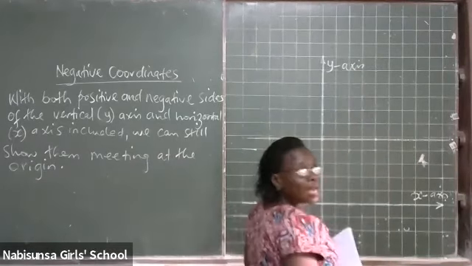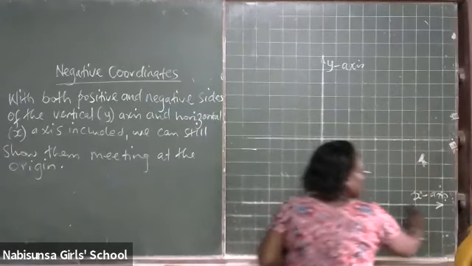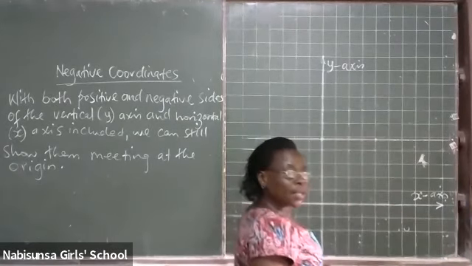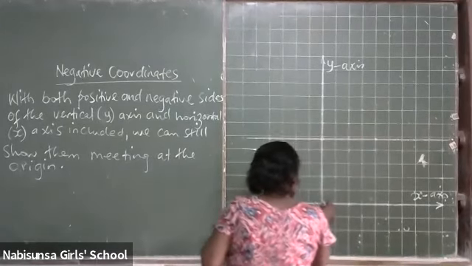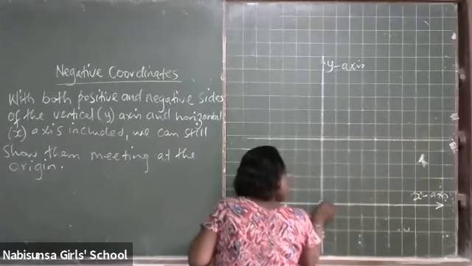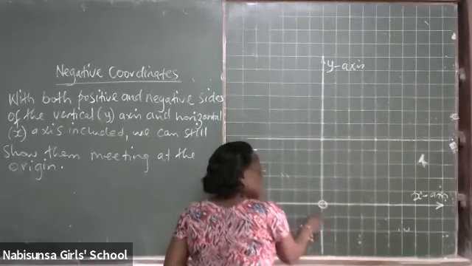Label the axes. The vertical axis is the y-axis. The horizontal axis is the x-axis. You must always label the axes. So we have the two intersecting at the origin. So the point here is (0, 0).